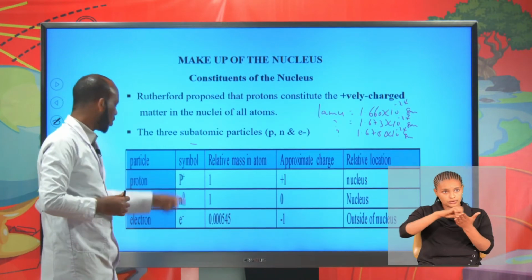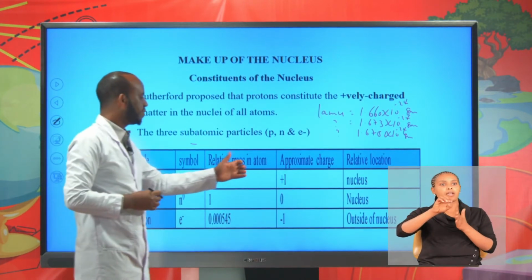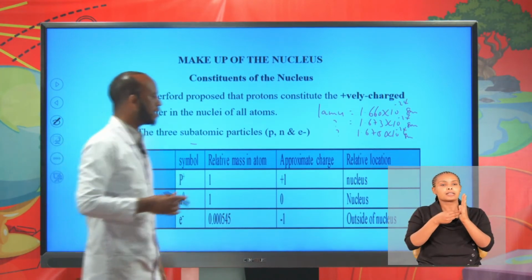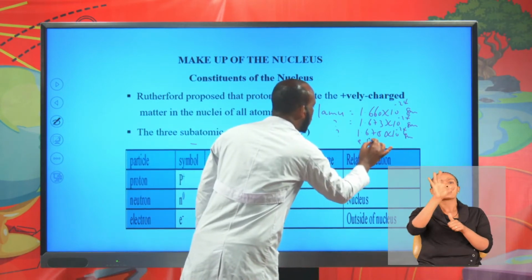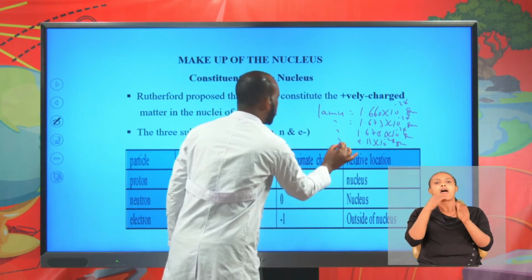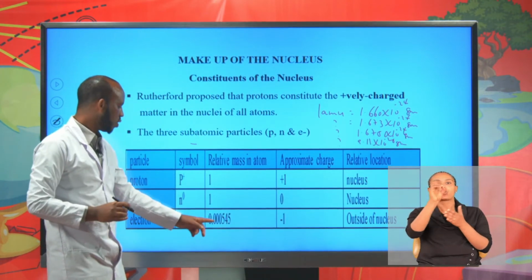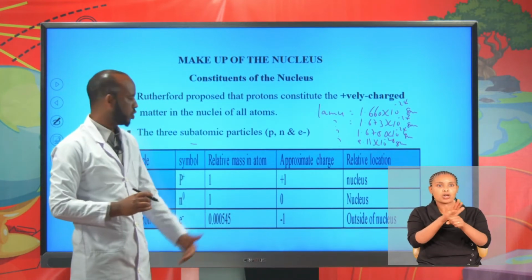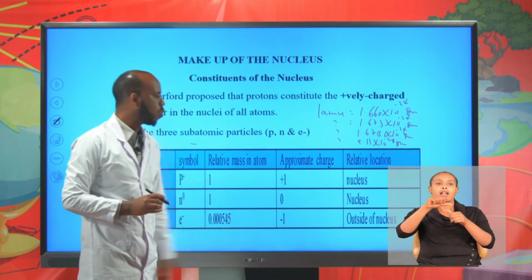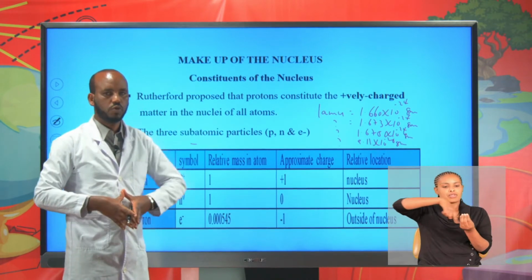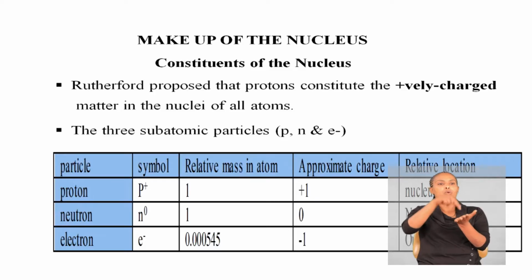Electron, the symbol is e. The actual mass of an electron is 9.11 times 10 raised to minus 28 gram. This in atomic mass units is 0.000545. Approximate charge of an electron is -1. Relative location: outside of the nucleus. Protons and neutrons are found in the nucleus of the atom. Electrons are found outside of the nucleus.